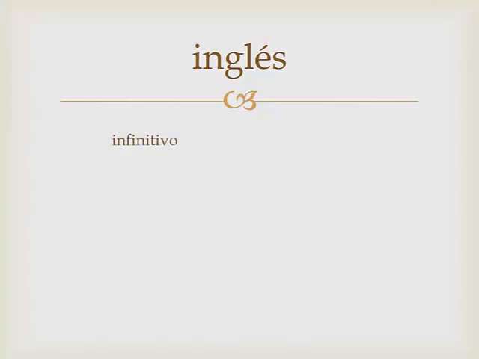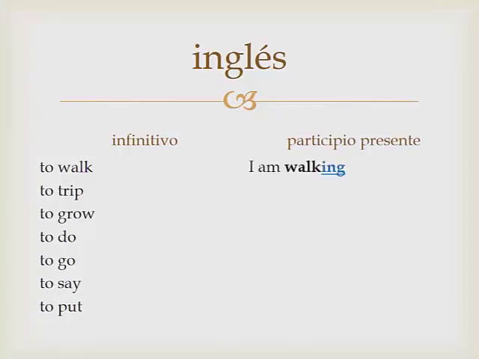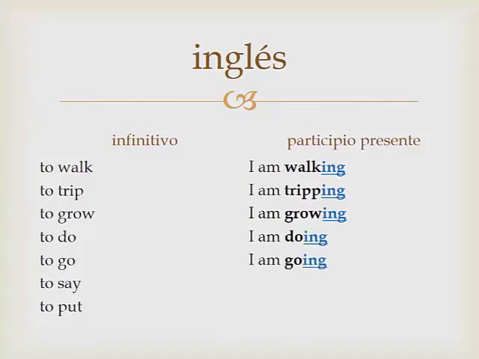In English, let's look at some more examples of present participles. The infinitive verb would be to walk, to trip, to grow, to do, to go, to say, and to put. Let's take it from the infinitive and put it in the present participle. El participio presente. I am walking, tripping, growing, doing, going, saying, and putting. Those are now the present participles. And notice that they go along with I am, or you are, or she is. So we're going to have estar right before the present participle.